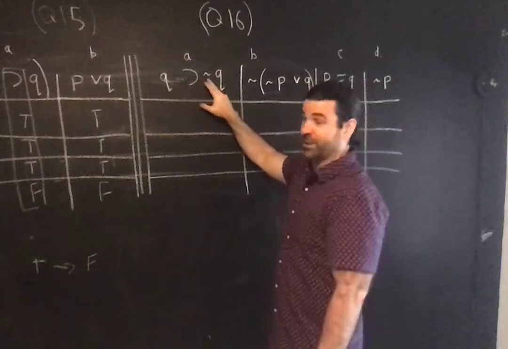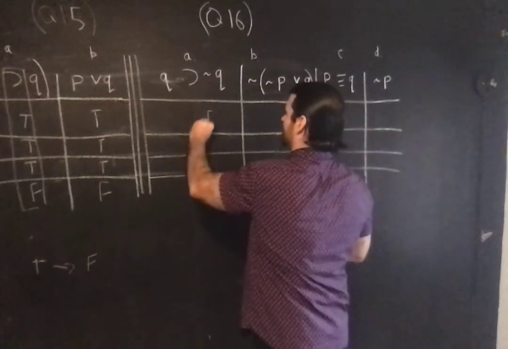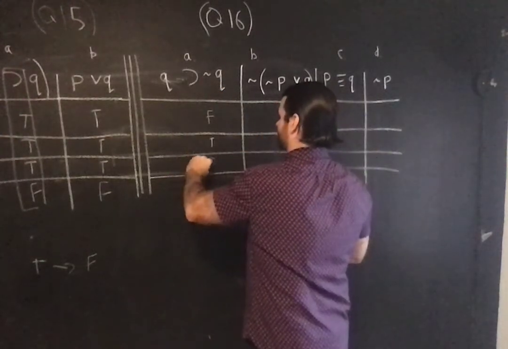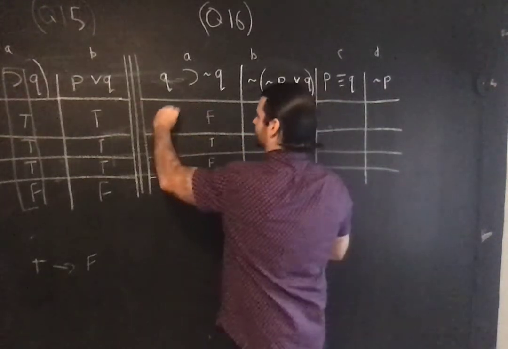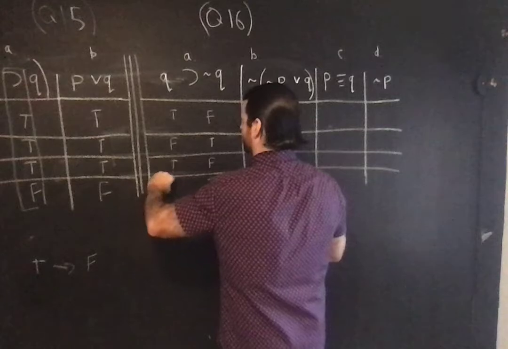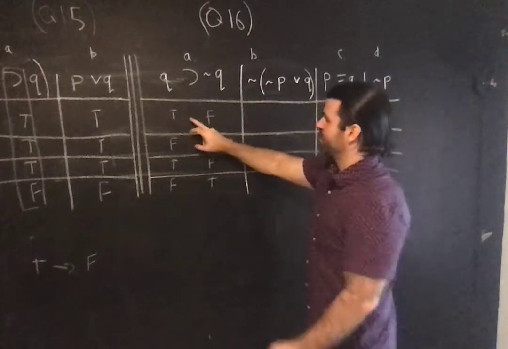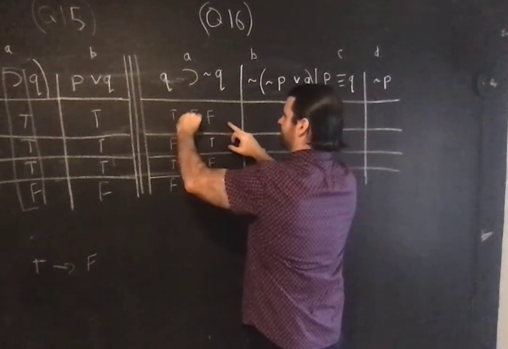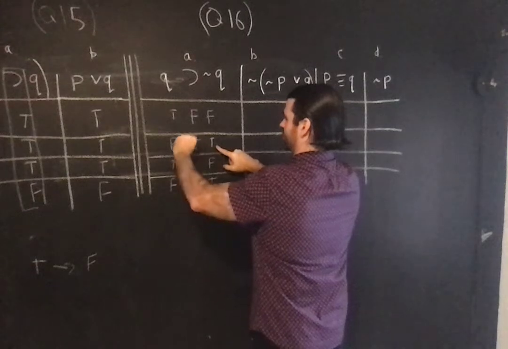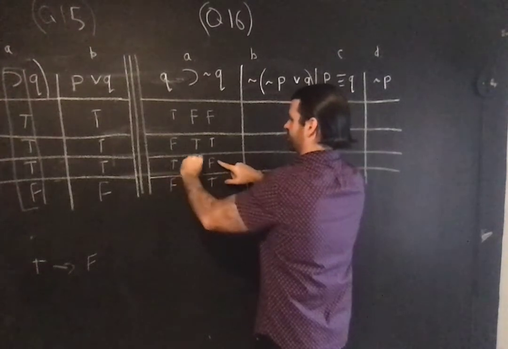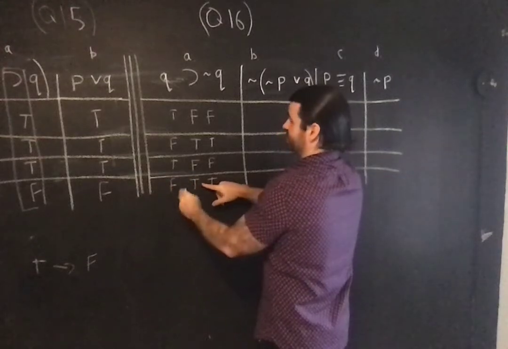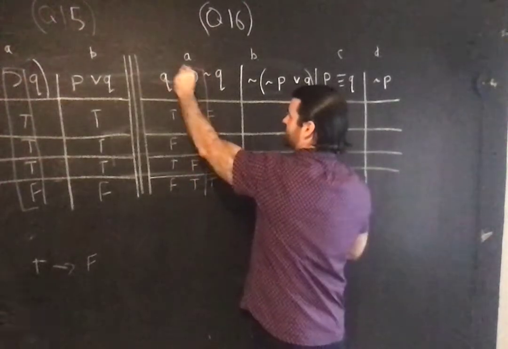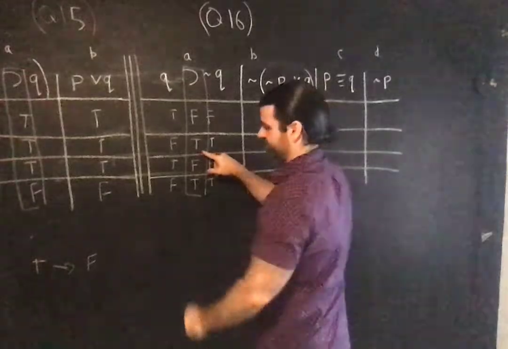So I've got to calculate not Q first, so it's false, true, right? What is Q? It's true, false, right? T hook F is F, false hook true is true, T hook F is false. Antecedent suffices for a true conditional. So that's my truth table for the first one, false, true.